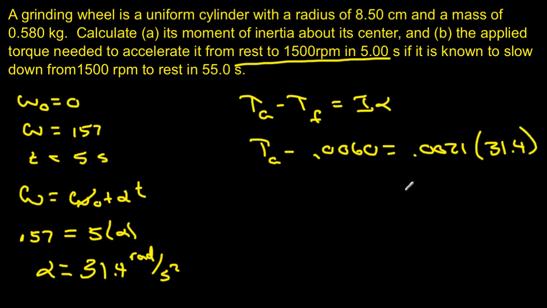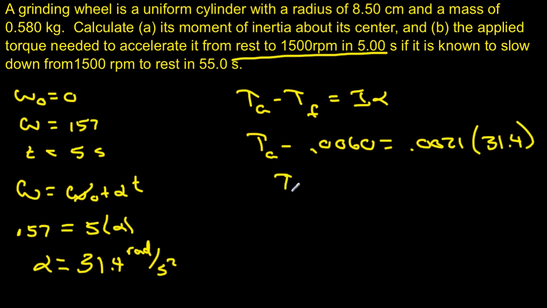So remember where all these numbers came from. We just calculated that. That's our frictional torque. This is our moment of inertia, which we found as I, and this is our acceleration from rest to 1500. So if we solve that for T A, our accelerating torque, we will get the accelerating torque equals 0.060. And that is our final answer for part B.